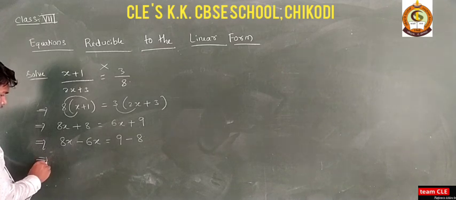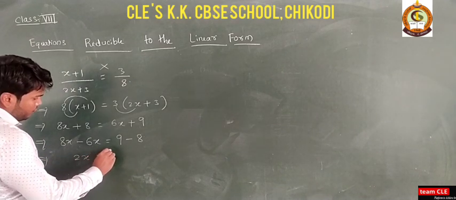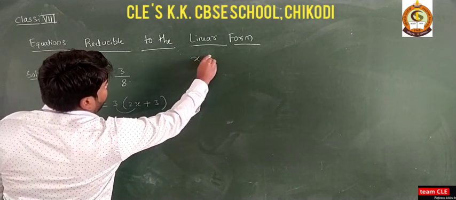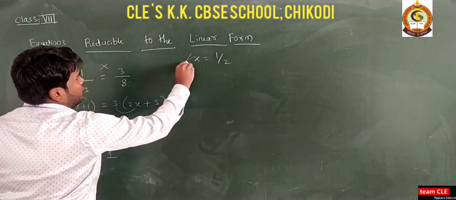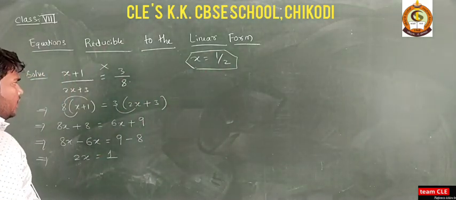So you will get 8x minus 6x is equal to, you are getting 2x is equal to 1, which means the answer is x is equal to 1 by 2. So this is your x is equal to 1 by 2. Just substitute that in the LHS.